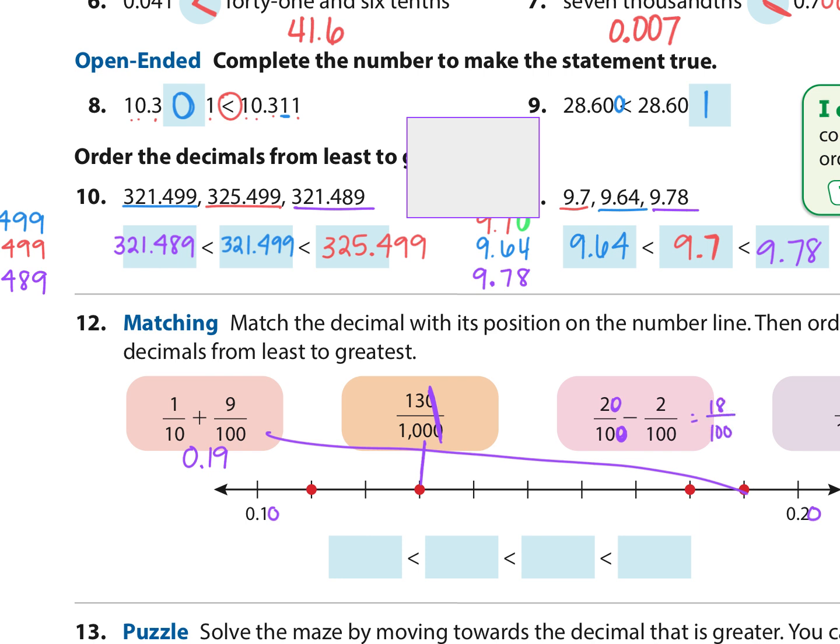So where does this one fall? Which dot? The first or the third dot? The third dot right here. Which means that the purple one, 11 hundredths, should go way over here.